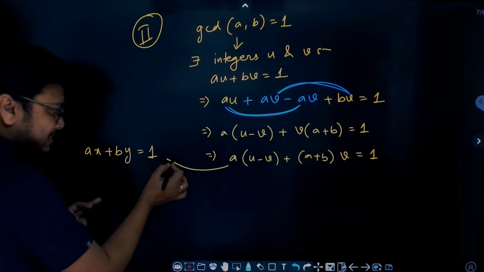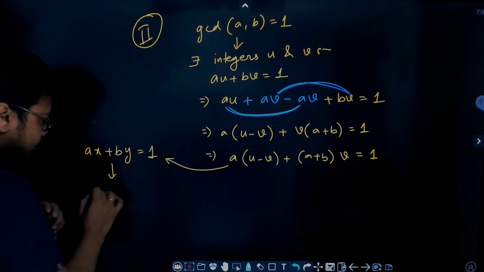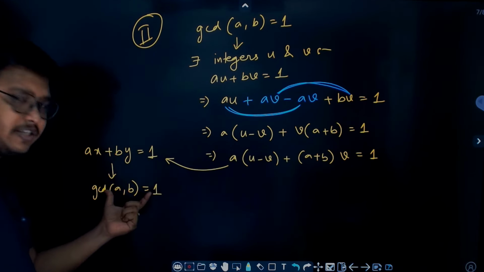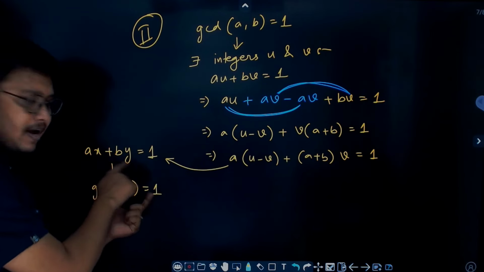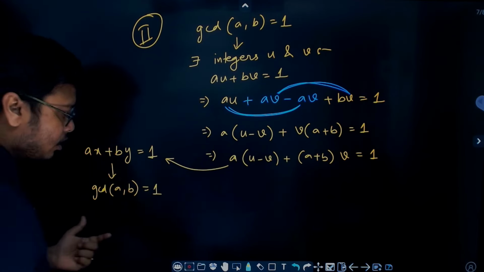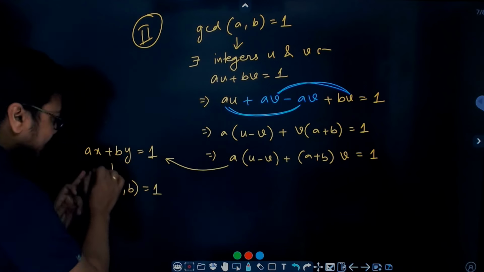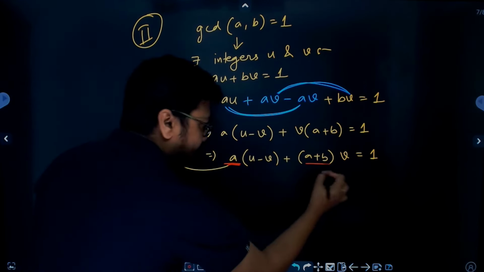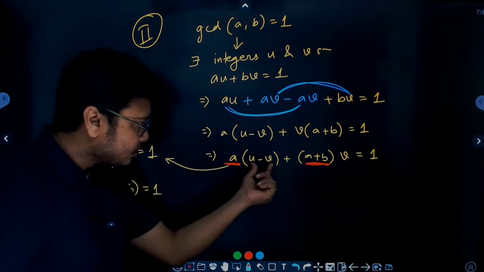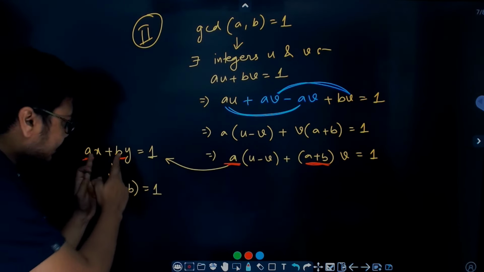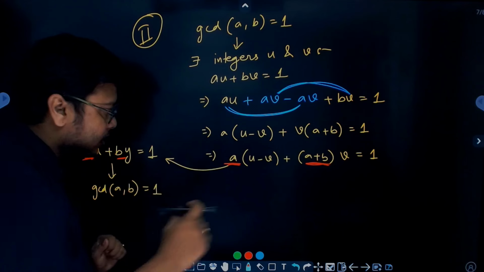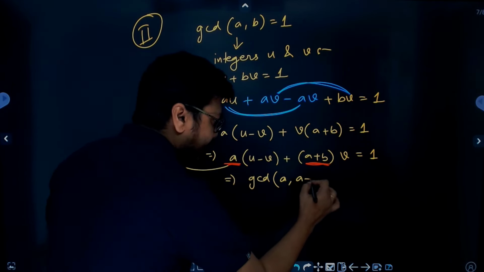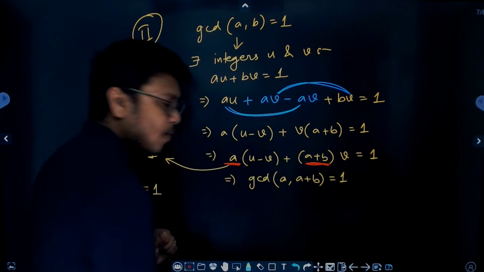If this equation resembles something like this, then the conclusion is that GCD of a and b is 1, right? Because if GCD is 1, then there exist integers x and y such that ax plus by equals 1. So I can say that my a is this term a and my b is the term a plus b, and u minus v and v are the required integers x and y, right? So what I can say here is that GCD of a and a plus b is 1.